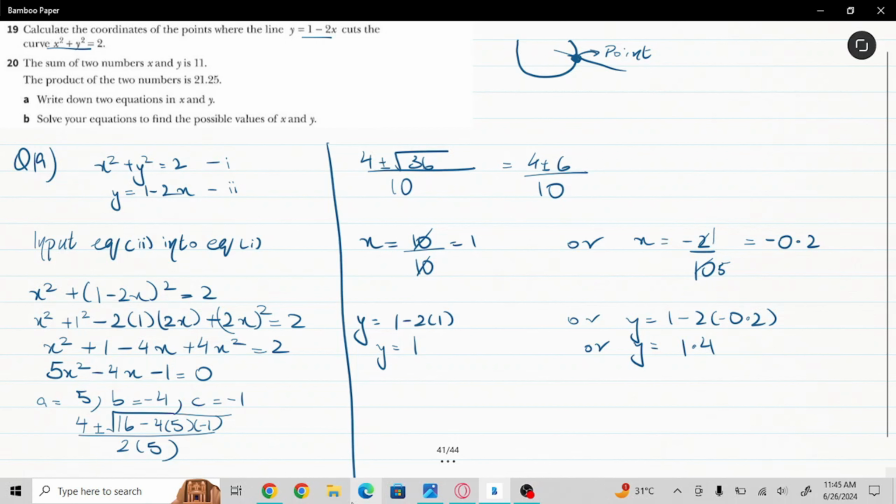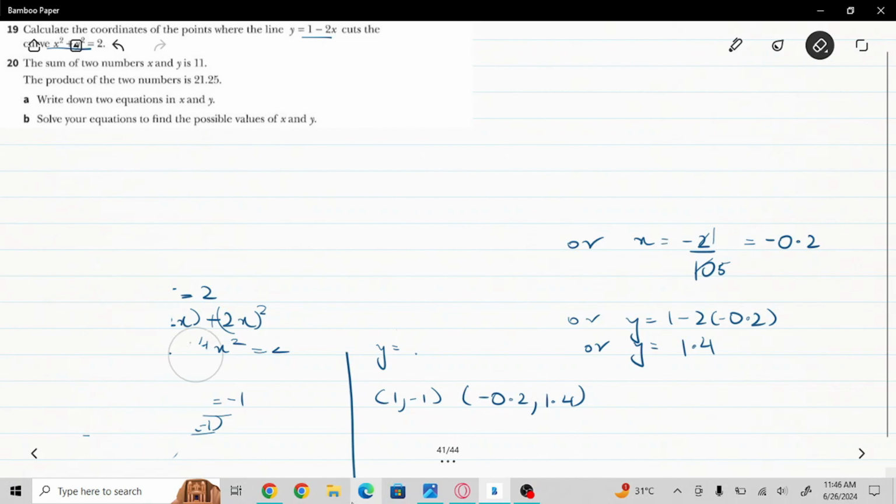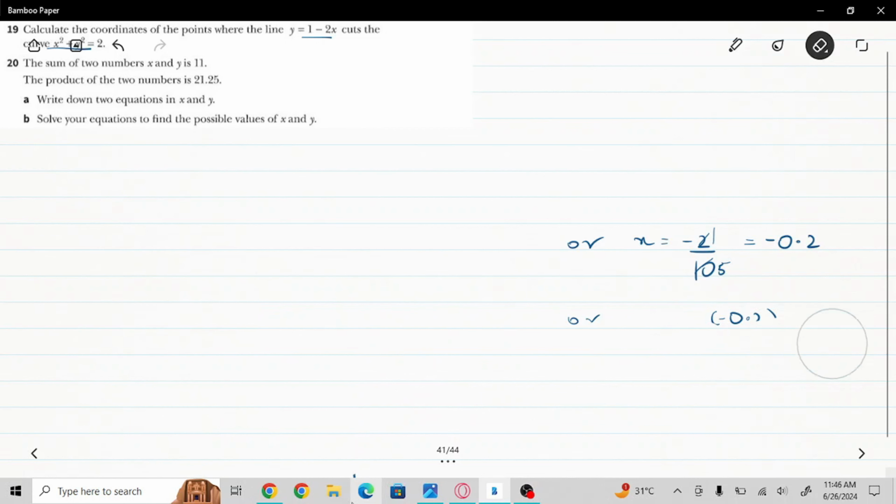So we have these two values, and we can say that (1, -1) is one point of intersection, and (-0.2, 1.4) is another point of intersection. That means this graph is not intersecting at one point but at two points, something like this. I know it's rough, but it's just for clarifying the concept. So this is for question 19, and let's proceed to question number 20.